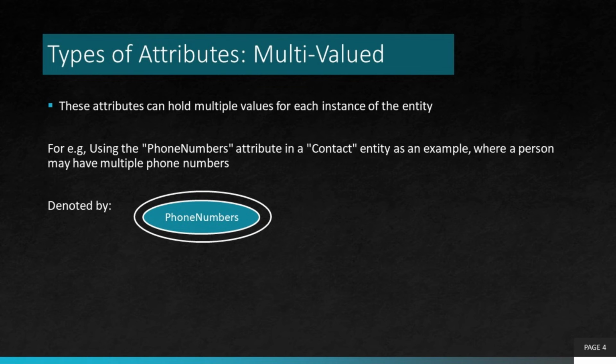Now you have the multi-valued attribute. As the name suggests, it may store several values. An example of this would be multiple emails and multiple phone numbers. On the ERD, this is denoted by an oval shape with another oval shape inside of it with the name of the attribute.